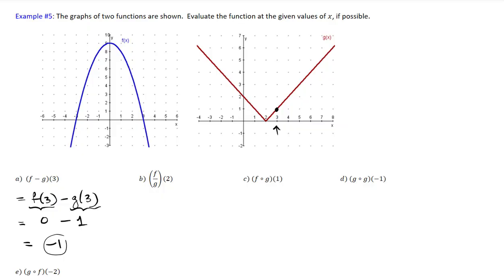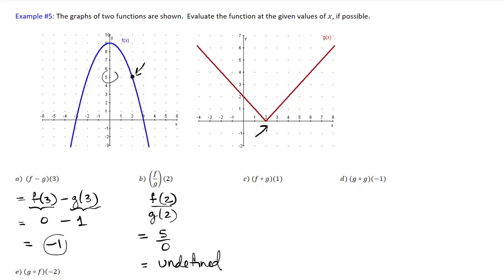Now moving on to part B, this is f of 2 divided by g of 2. So we start with f of 2. When x equals 2 on the blue graph, the corresponding output value appears to be the number 5. So that's 5 divided by g of 2. G of 2, that's the graph in red. So when x is 2, the corresponding output value there is 0. And division by 0 is undefined.